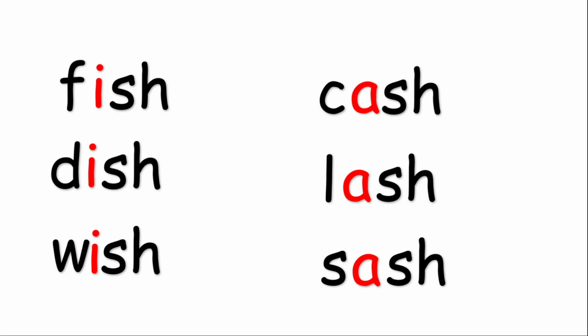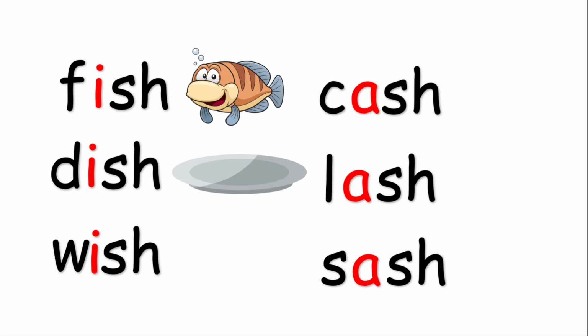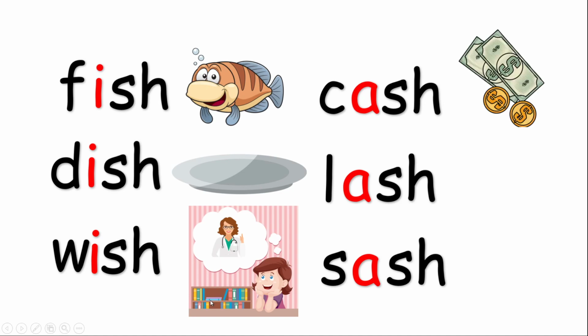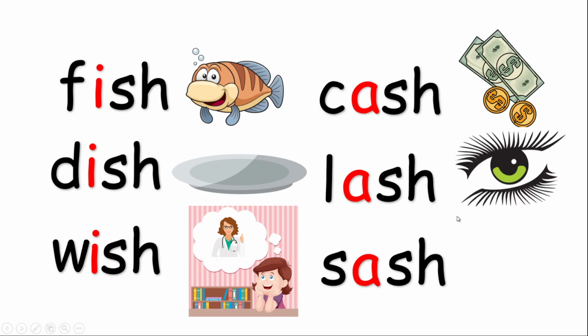Okay, let's see what do these words mean. Fish, this is a fish. Fish, fish. This is a dish, dish. What about wish? Look, this girl has a wish. The wish is she wants to be a doctor. Wish, wish. Cash, cash. Lash, lash. Look at the eyelashes around the eye. One of them is called lash, lash. And the last one is sash. This is a pink sash worn by a queen. Sash, sash.